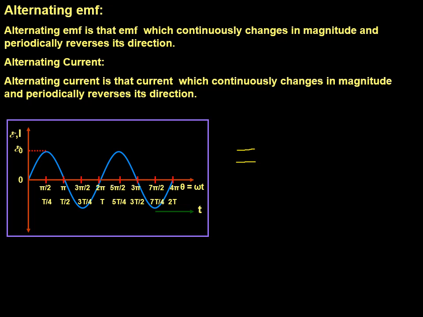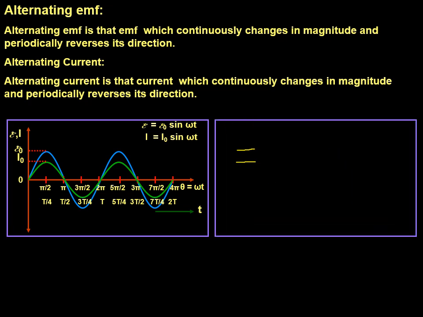So E naught is maximum at T by 4 or pi by 2 phase, and the green one is the current. At T by 4, the current is actually passing through the resistance or the load. Its expression is I is equal to I naught sine of omega t. Both of them are in the same phase because both of them have the phase omega t, and you can also understand that minus I naught and minus E naught also occur at the same time, and at the zero position also they occur at the same time.